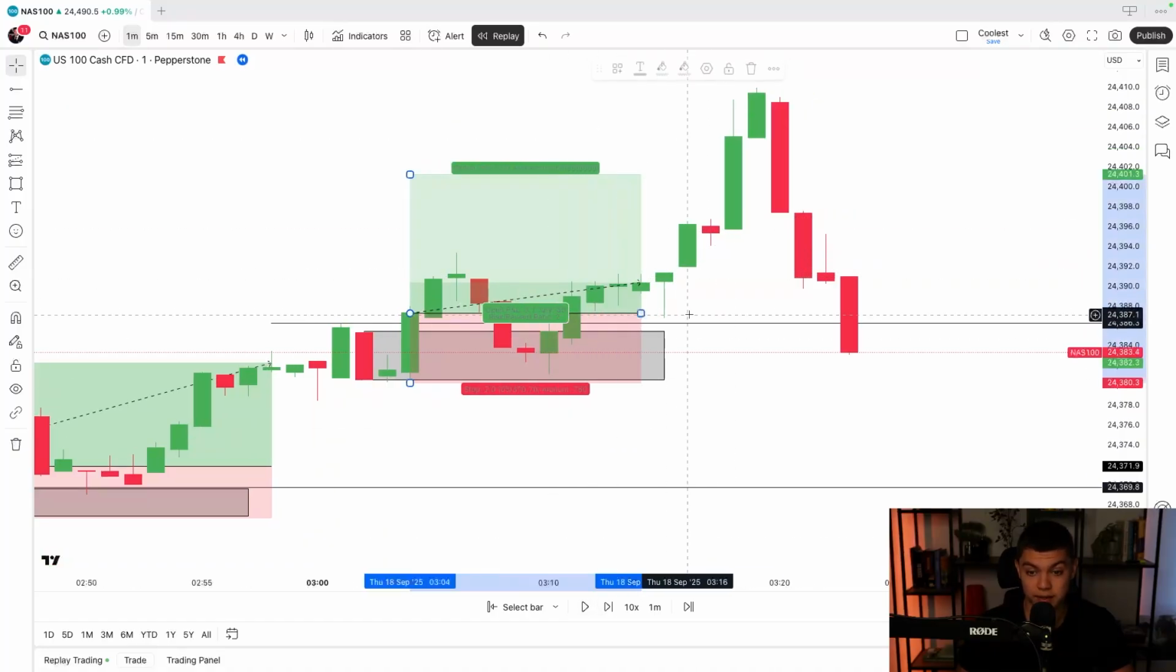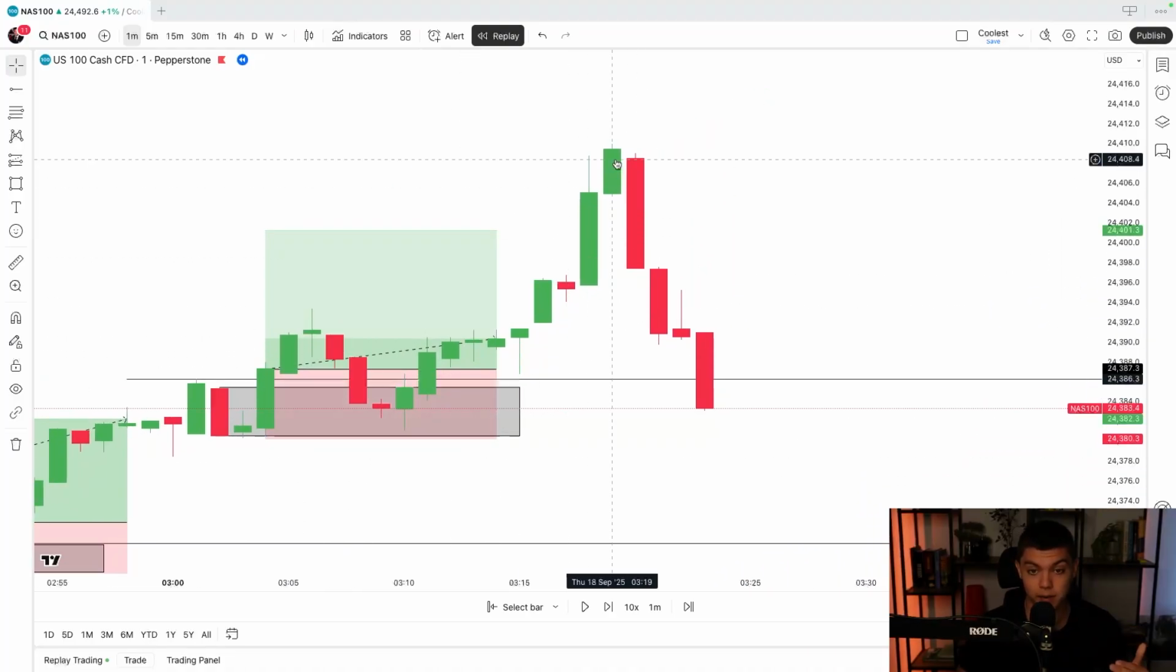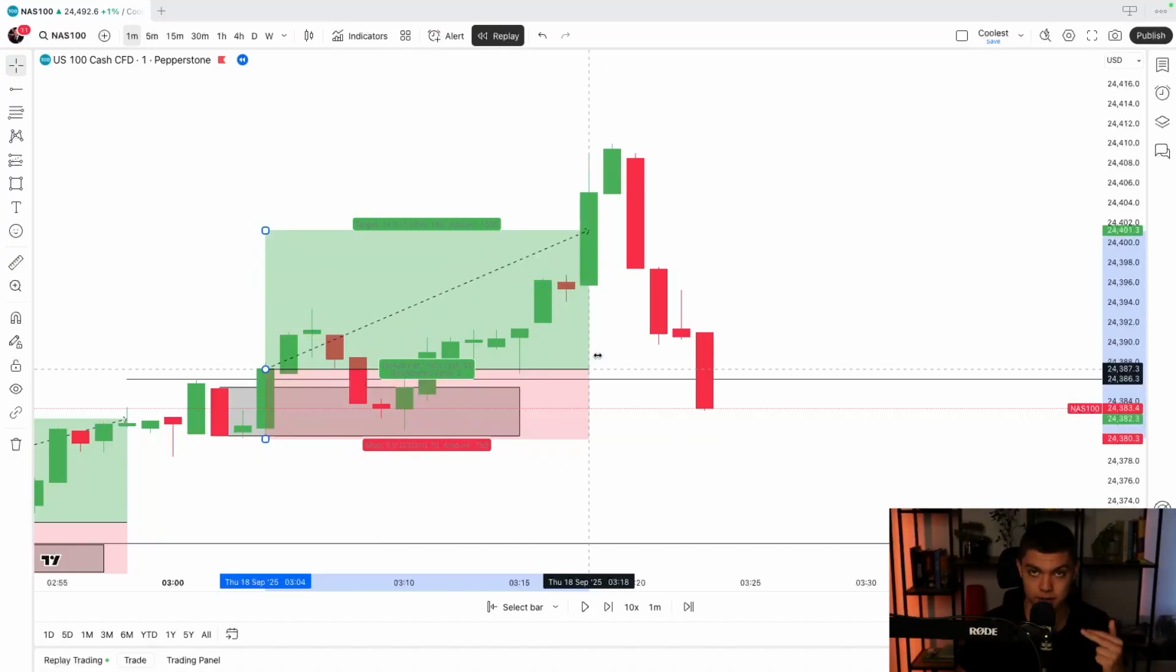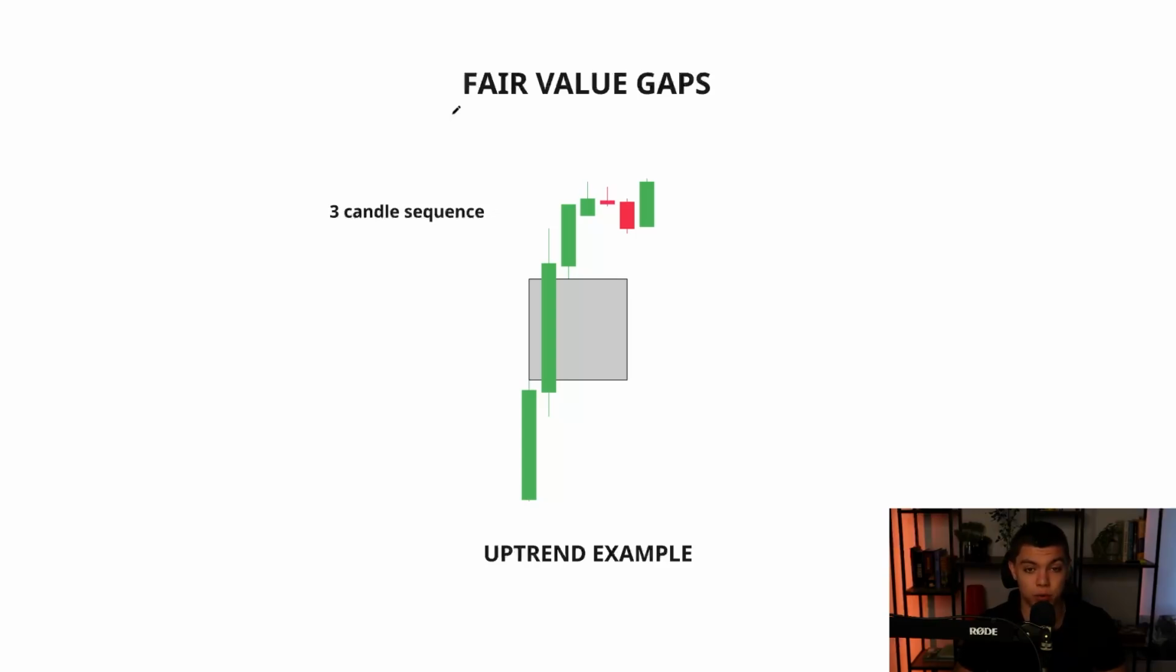Wow, that's actually a perfect example. Look at this. What happens? I enter, the price goes to my order block and then bumps up. This is why we're going to use these order blocks as our stop losses. Perfect, man, perfect. And now it is time for you to learn about these fair value gaps.